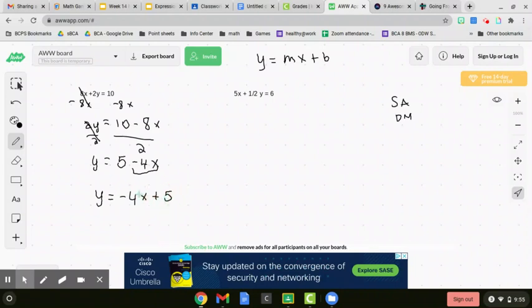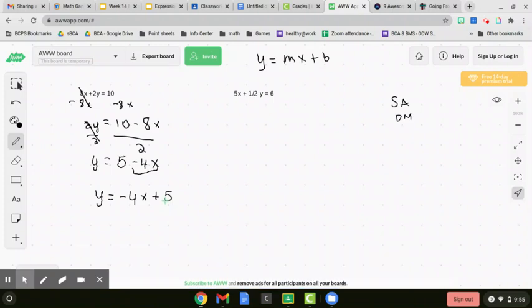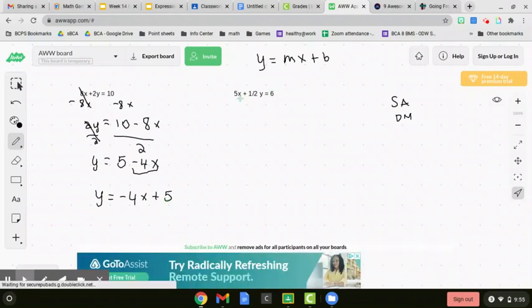Now we know our slope is negative 4 and our y-intercept is 5. So our line will cross the y-axis at 5 and have a rise of negative 4 and a run of 1. All right, let's look at our next example. We're going to follow the same process. We want to get y by itself.